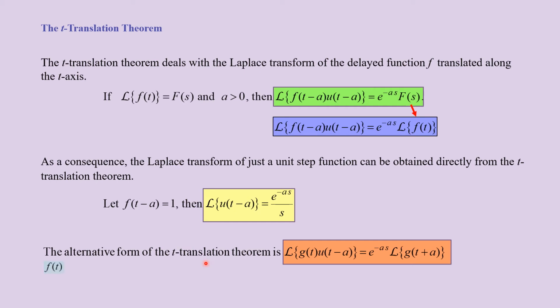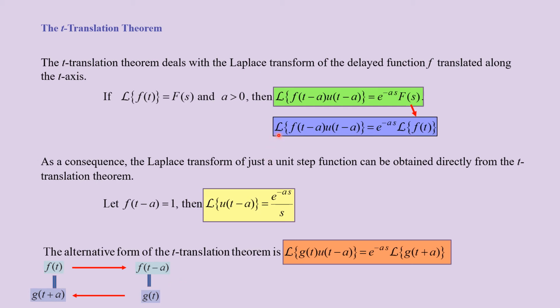Now let us look at the alternative form of the t-translation theorem. So this is f(t), and we say f(t − a) is the function f(t) shifted a units to the right. Let us rename this f(t − a) and call it g(t). So if f(t − a) is now named g(t), therefore f(t) will be named g(t + a). So g(t + a) is the function g(t) shifted a units to the left. Alright, so f(t) is the same as g(t + a), and f(t − a) is the same as g(t). So let's look back at the t-translation theorem.